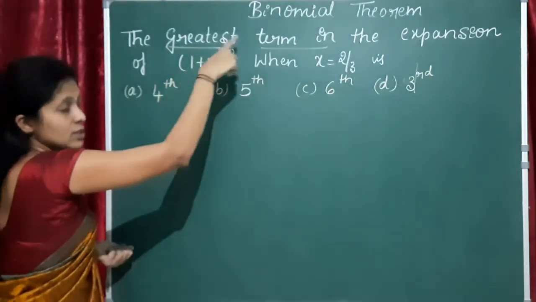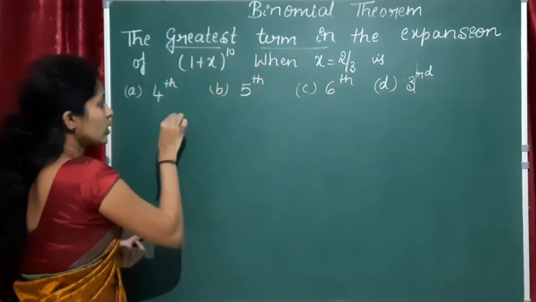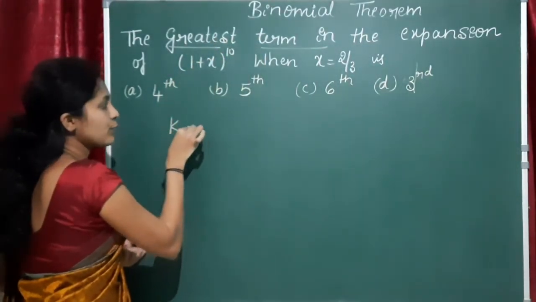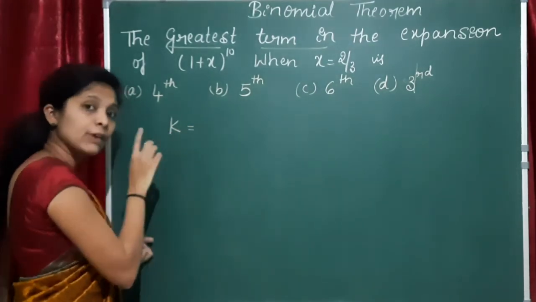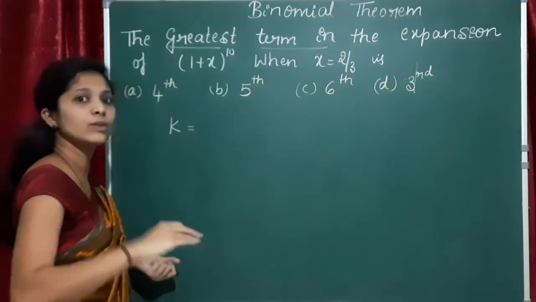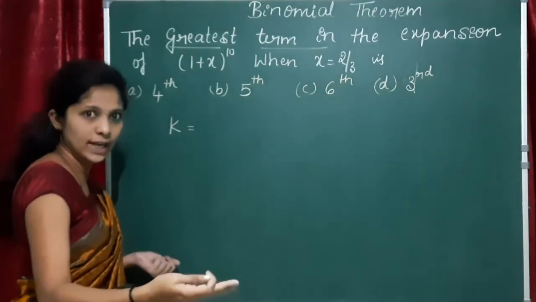To find the greatest term, what is that? The value of k we have to find, right? If k is an integer, then the same thing will be there. If k is not an integer, then you have to go to the next number, I mean the next of that number, right?